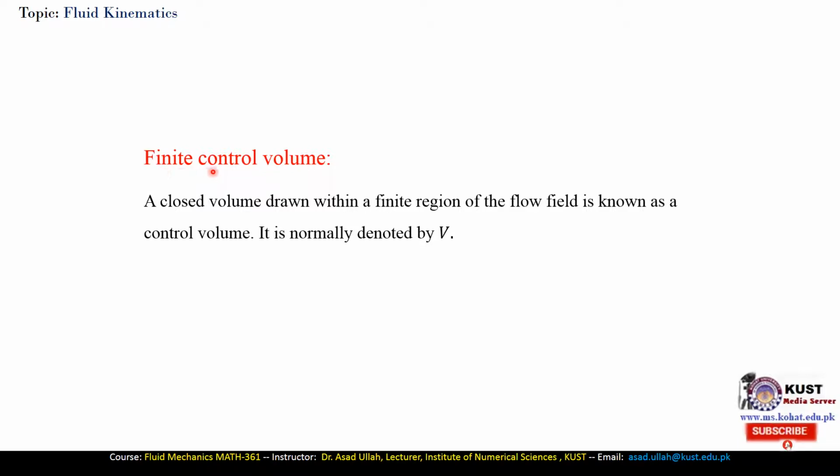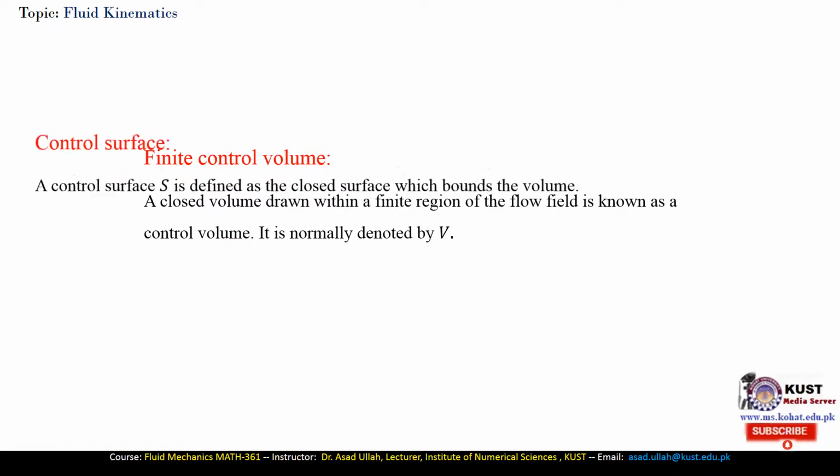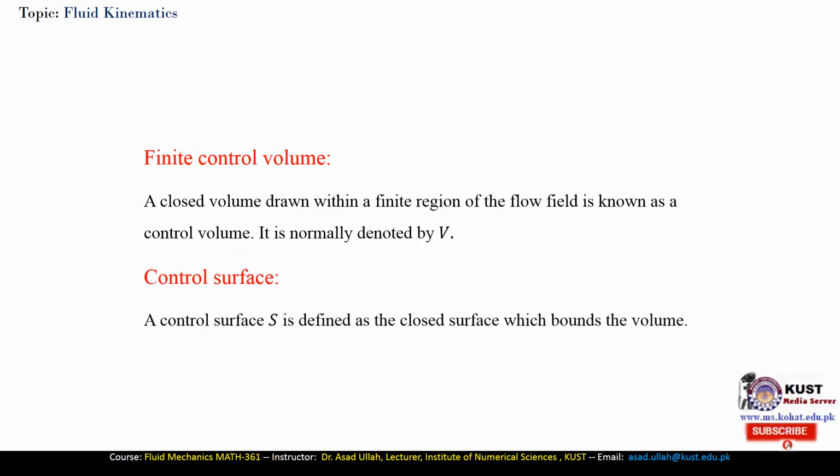So, what is finite control volume? A closed volume drawn within a finite region of the flow field is known as a control volume. It is denoted by capital V. Now, what is control surface? A control surface is defined as the closed surface which bounds the volume.